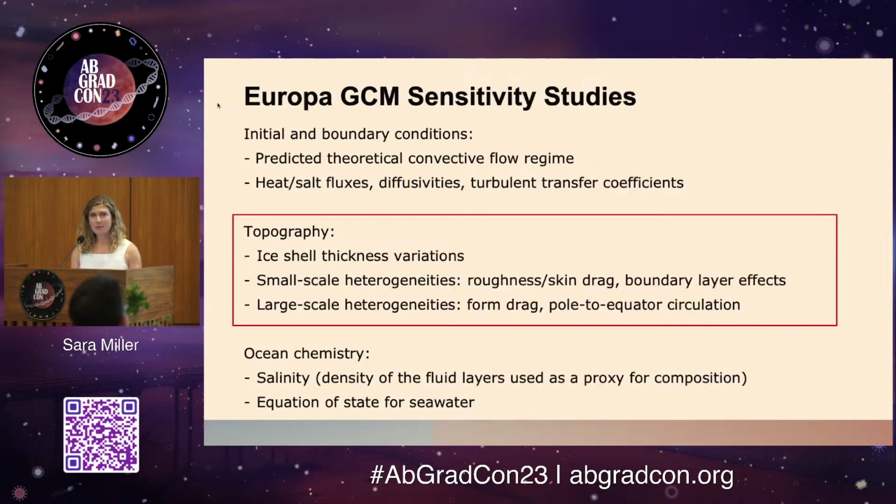There are lots of knobs that you can turn within this model, and I'm working on turning all of these through sensitivity studies throughout my PhD. But what I want to focus on in this talk is the role of topography underneath the ice shelf. In this case, I'm talking about both the small-scale topography, so surface roughness of the ice, which affects things like turbulence in the boundary layer, as well as large-scale features on the ice that can form large-scale flow features.